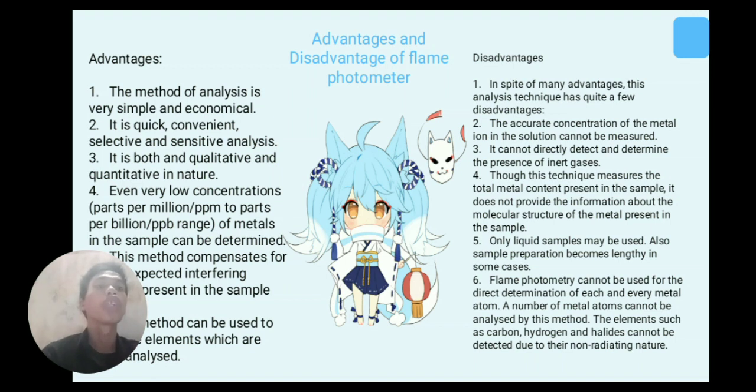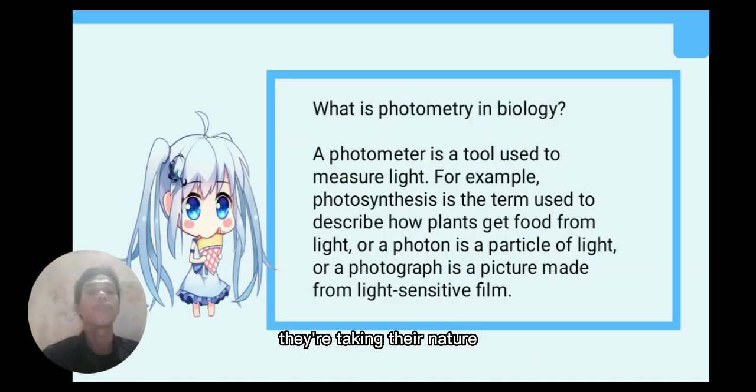Number 5. Only liquid samples may be used. Also, sample preparation becomes lengthy in some cases. And lastly, flame photometry cannot be used for the direct determination of each and every metal atom. A number of metal atoms cannot be analyzed by this method. The elements such as carbon, hydrogen, and halides cannot be detected due to their non-radiating nature.